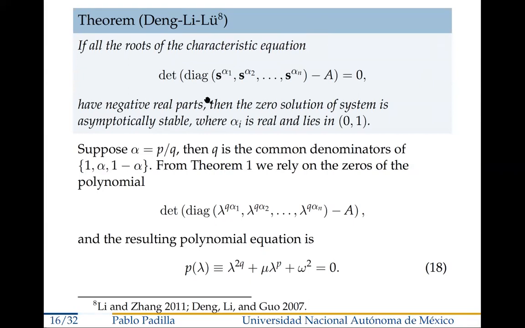So the result looks pretty much the same. If this generalized characteristic polynomial has negative real parts, then the zero solution of the system is asymptotically stable, where alpha I is real and lies in (0, 1). For that matter, the result is pretty much the same, except that the computation of the characteristic polynomial varies a little bit. The characteristic polynomial in the fractional case is this one here.